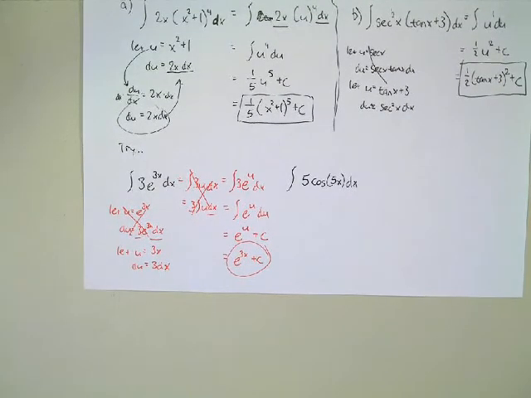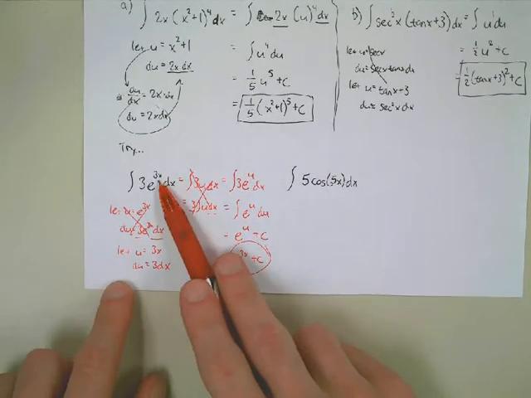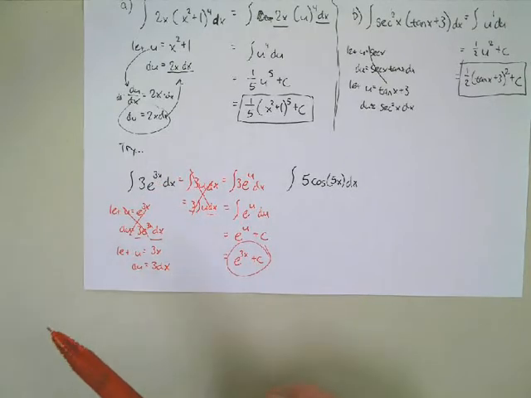How do you make u equals 3x versus 3x? Oh, that's 3x. It's inside, isn't it? It's inside something. Typically, we pick something that's inside something else. So it's an inner function there.